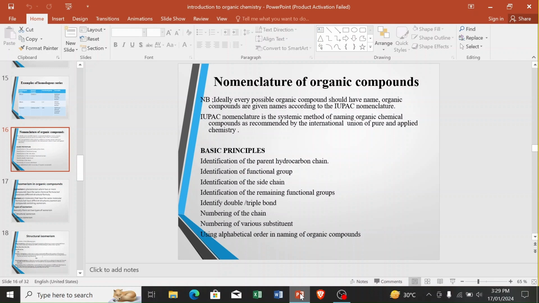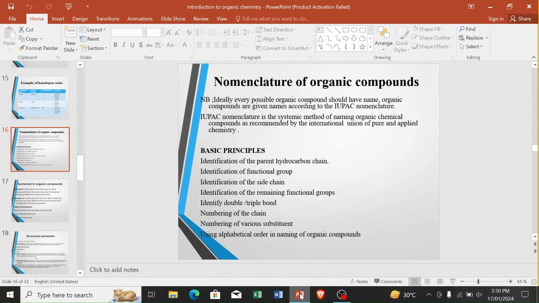Today we shall look at nomenclature of organic compounds, how we can name organic compounds, and what are the basic rules that we need to put in mind. Ideally, every possible organic compound should have a name, just like how every one of us has a name, and we need and prefer to be identified by our names.